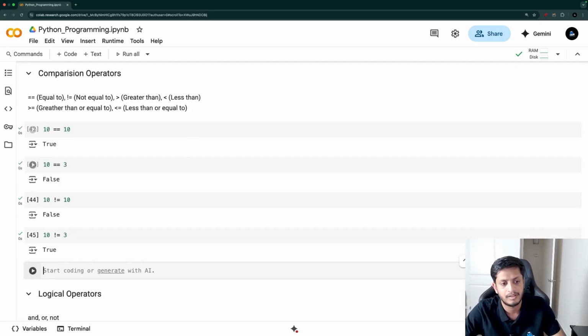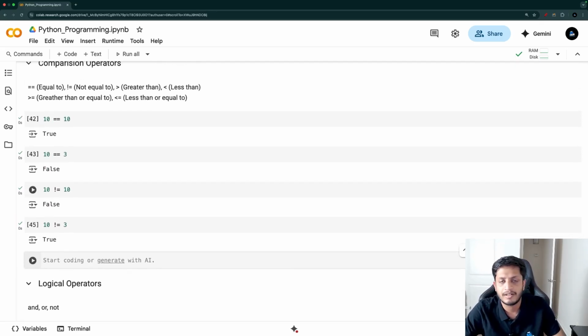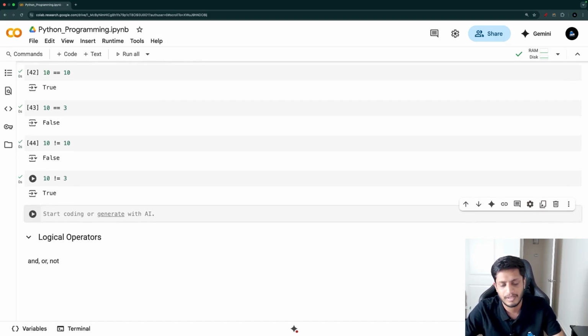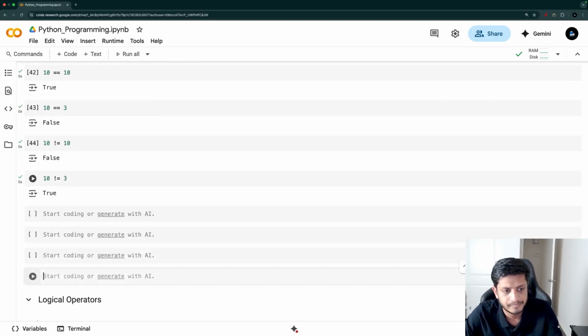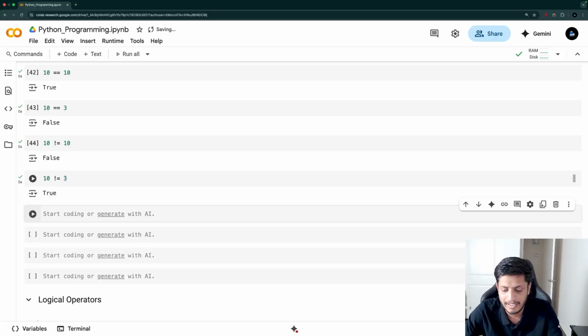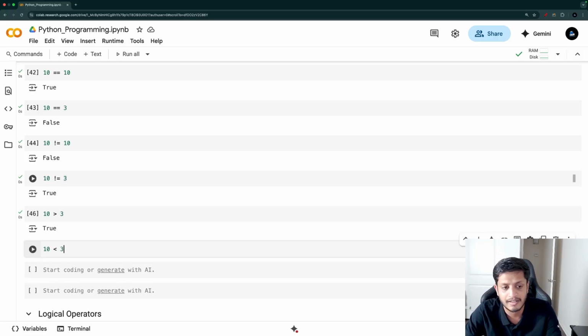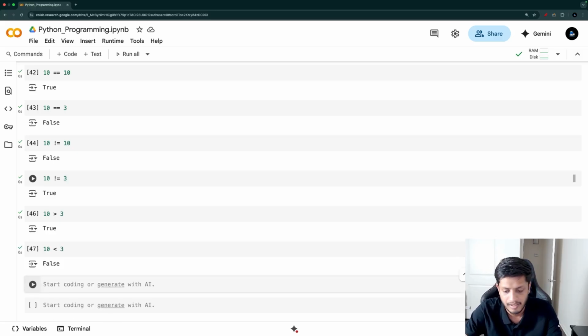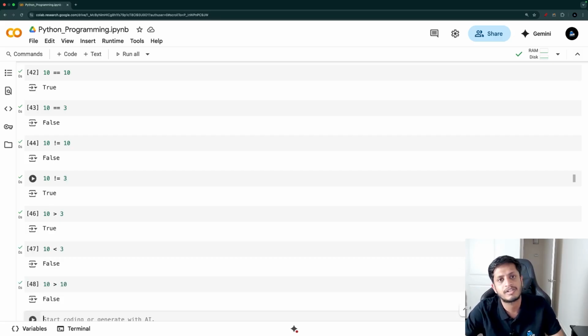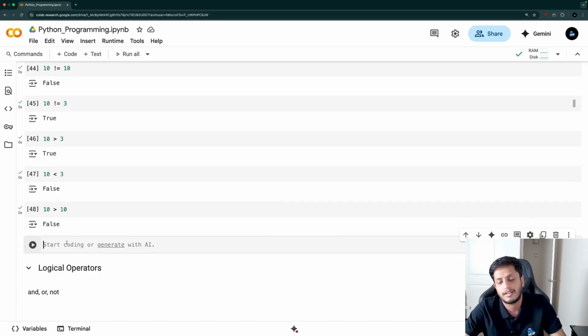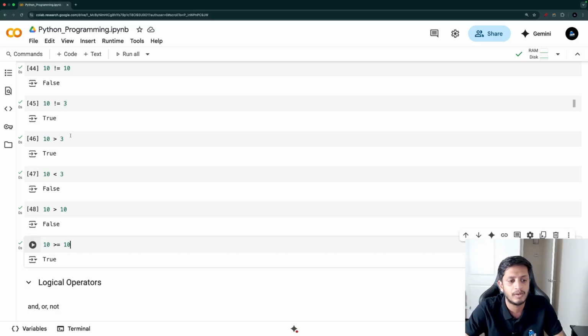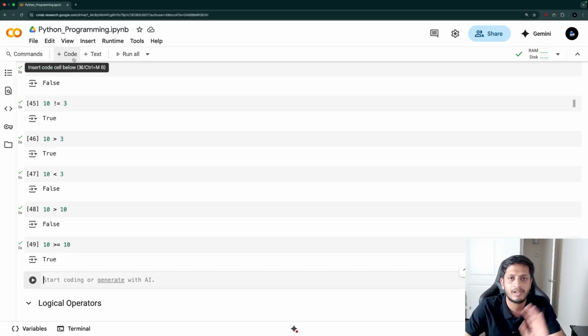Okay, cool. Now this is equal to and not equal to. Now let us look at greater than, less than, greater than equal to, less than equal to as well. So if I write 10 greater than 3, 10 is actually greater than 3, so you will get true. Now if you do 10 less than 3, 10 is not less than 3, you will get false. If you just write 10 is greater than 10, you will get false because 10 and 10 are equal. 10 is not greater than 10. But if you write 10 is greater than equal to 10, you will get true because they are actually equal. So even if it is greater or equal, you will get true.